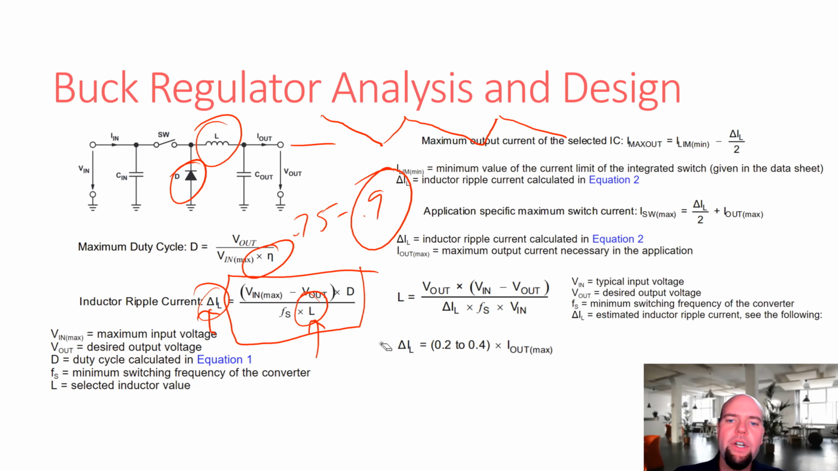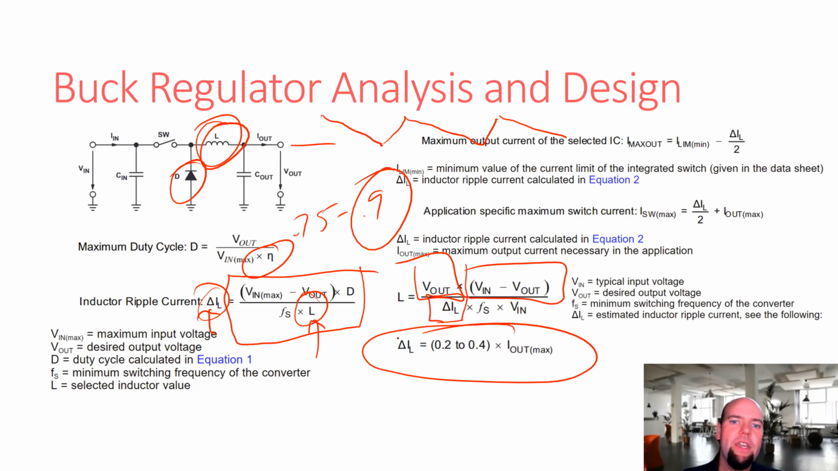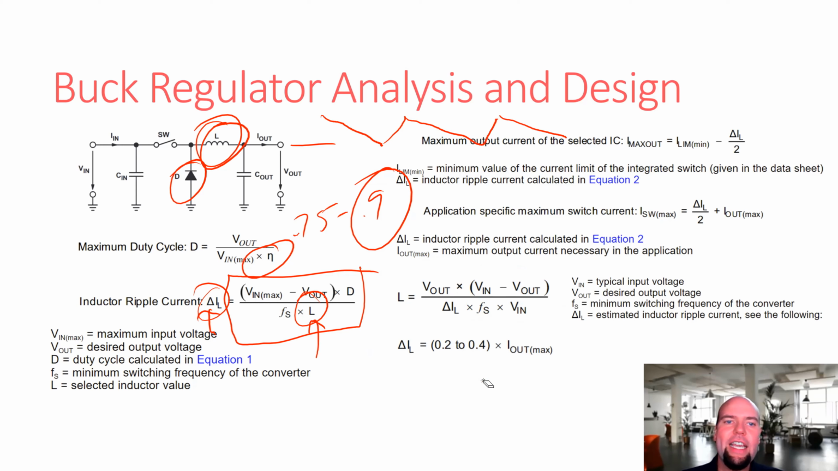Okay, so working backwards, if we're trying to pick a value for our inductor, we can do that with this handy equation. The inductor is going to be V out times V in minus V out, divided by the current ripple, which again we just have to pick using a good rule of thumb, times the switching frequency times the input voltage. So this is a nice little equation we can use to calculate what size inductor we need.